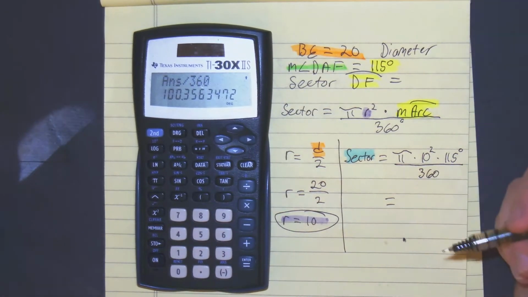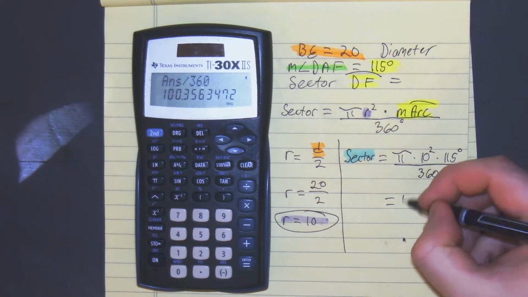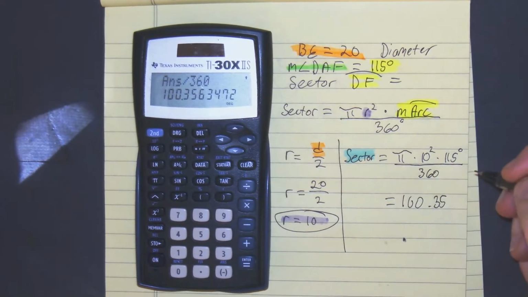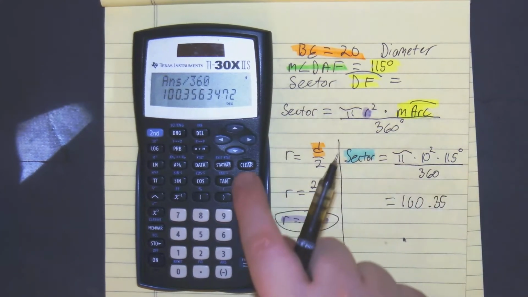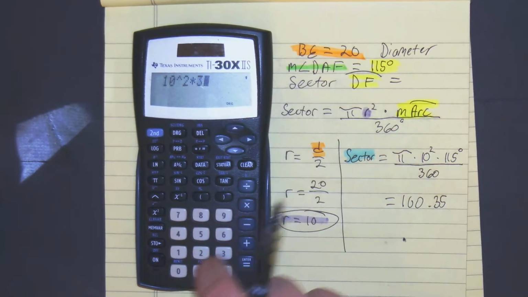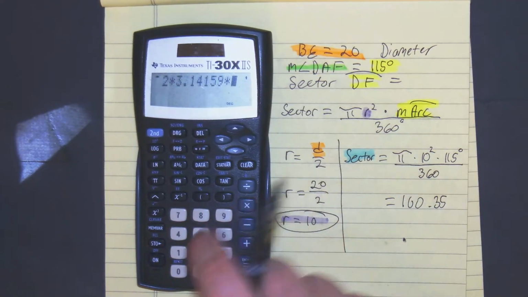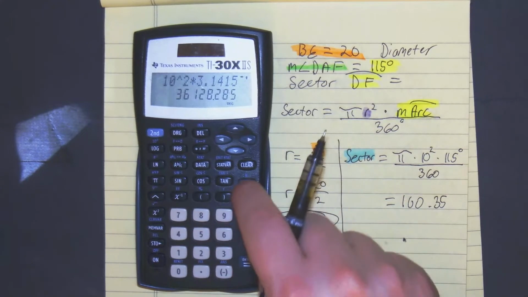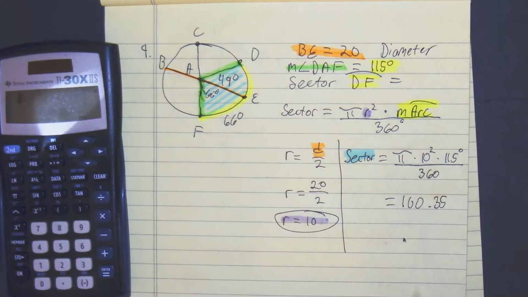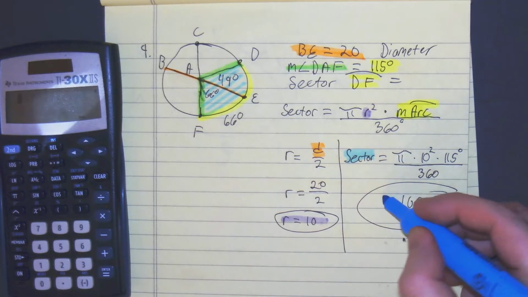And since there is a lot of calculator steps, I am going to redo it. 100.35 units squared. I'm not going to even include that. Just going to check it. 10 squared times 3.14159 times 115, then divided by 360. Looks like it's right. So our answer for our sector is going to be 100.35.